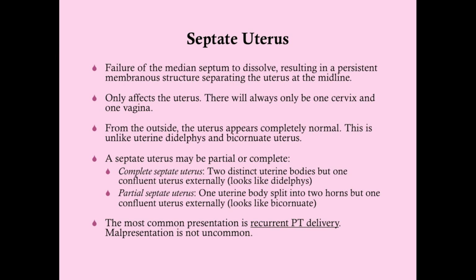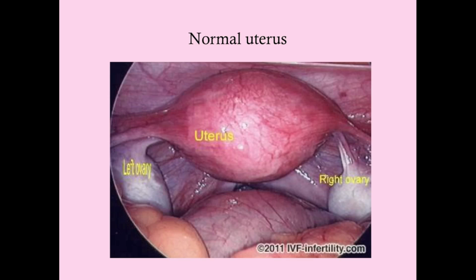So remember, what do we have? We have formation of the Müllerian ducts. Those two Müllerian ducts come together and fuse, and then you're left with a septum, which then has to dissolve, and that will also dissolve caudally to cranially. So if that septum fails to dissolve, you'll have a persistent membranous structure, which is the septum, separating the uterus at the midline. However, the external uterus will look totally normal because it's fused.